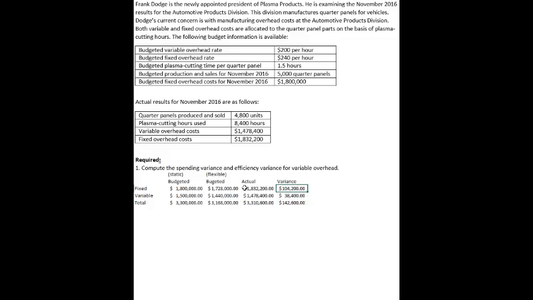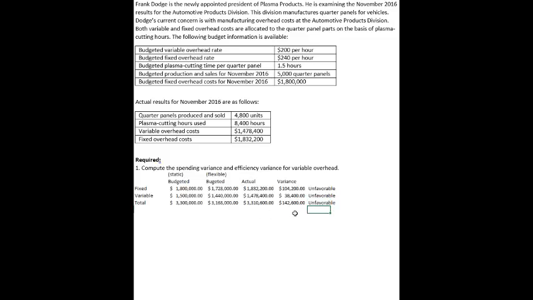So what you'll notice is for fixed costs, the actual is greater than the budget. That's unfavorable. For the variable cost, the actual is greater than the budget, so that is also unfavorable. So we have a net unfavorable variance of 142,600.